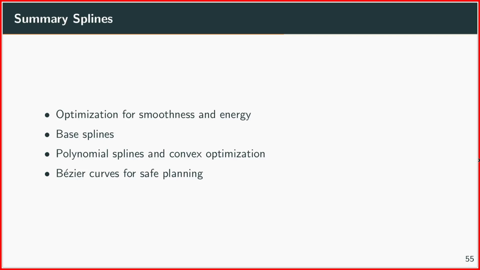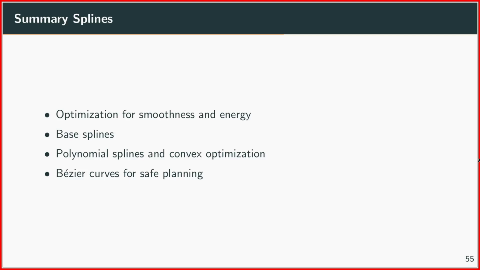Okay, so let me just wrap up splines. The cool thing about splines is basically that we can optimize directly and very efficiently for smoothness and also, for example, for energy, for low acceleration. We talked a little bit about B-splines and this recursive definition of them, which is pretty nice.